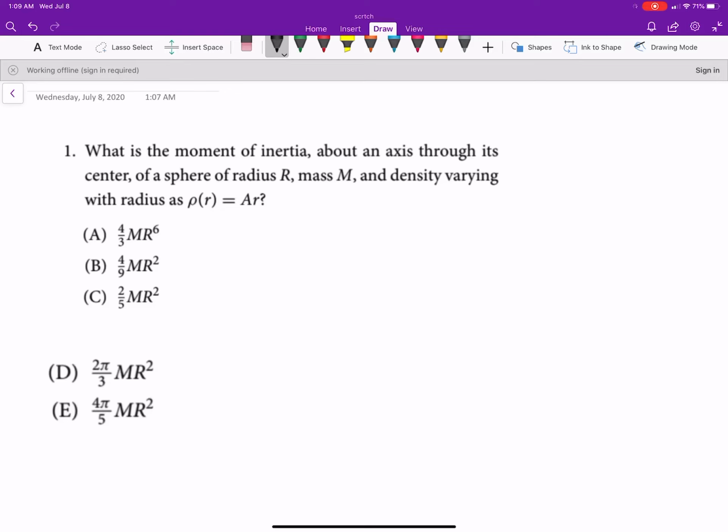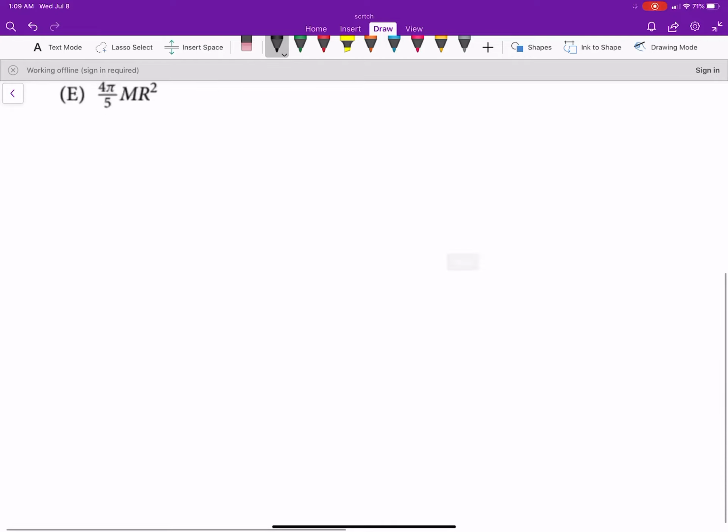So this is a pretty tedious problem, mostly because of the varying density. We're going to go through this, and hopefully it'll make at least some sense. And if you're struggling with a problem similar to this, maybe it'll be a little easier. So let's get zoomed in, and let's get started.